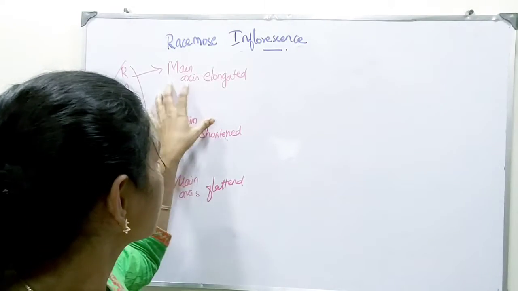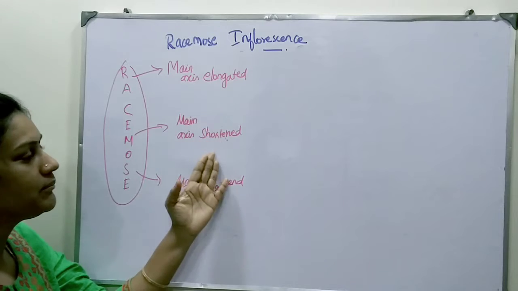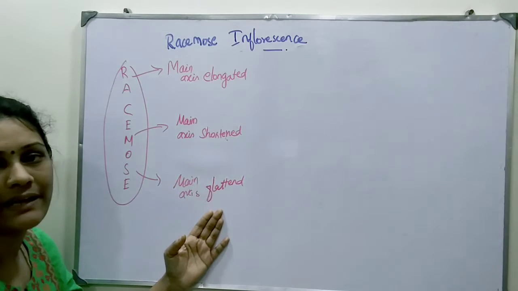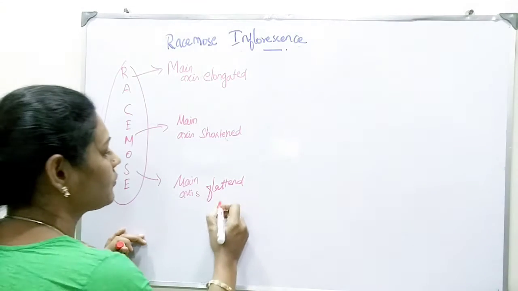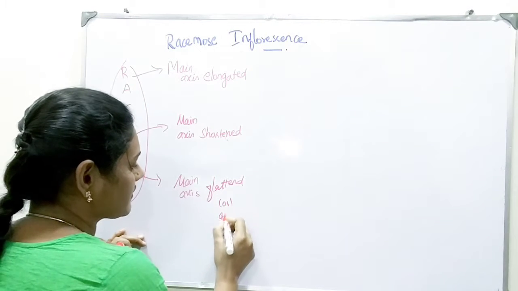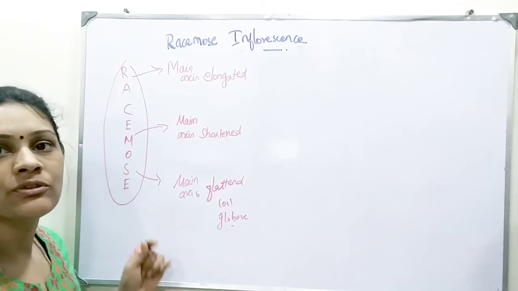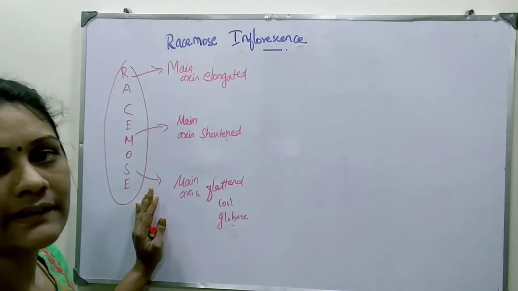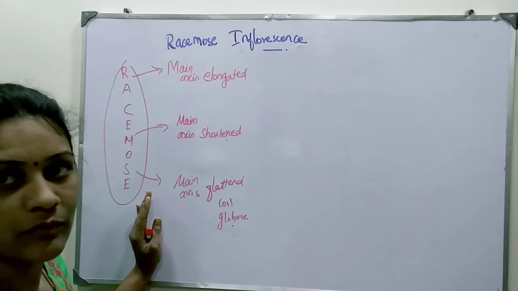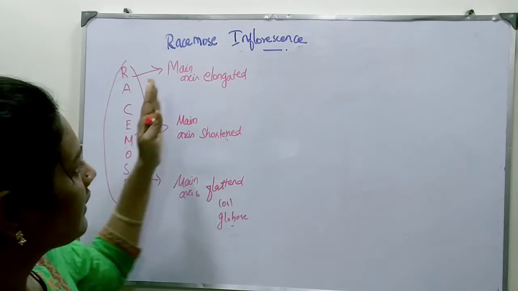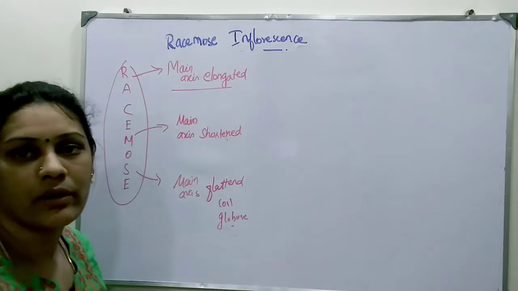Okay. So in this racemose inflorescence, you should know about the main axis elongated, main axis shortened, and main axis flattened. The main axis flattened is also called globus, which I have drawn in the last video. All the characters of the racemose I have explained in detail two or three times in the last video. This racemose inflorescence is going to explain mainly the main axis elongated alone.